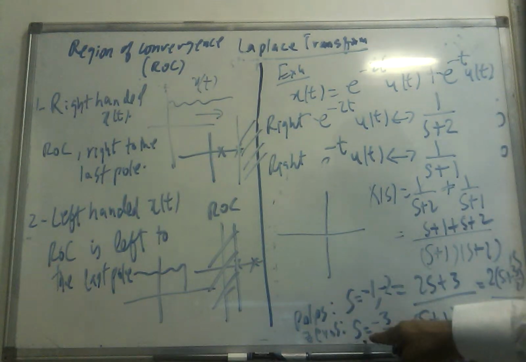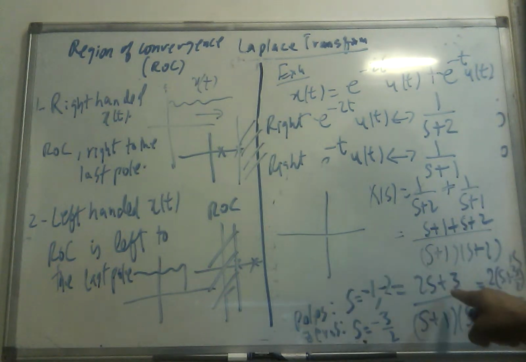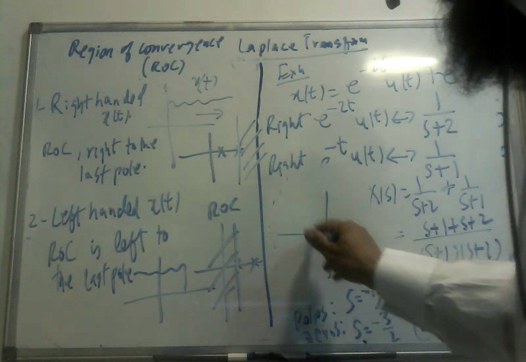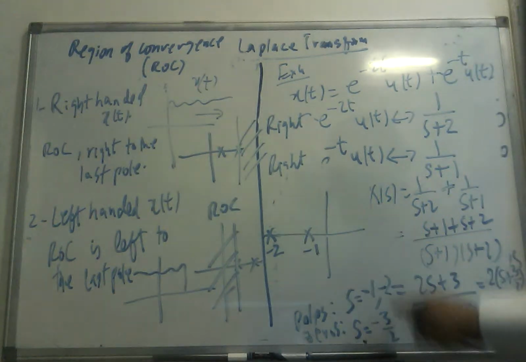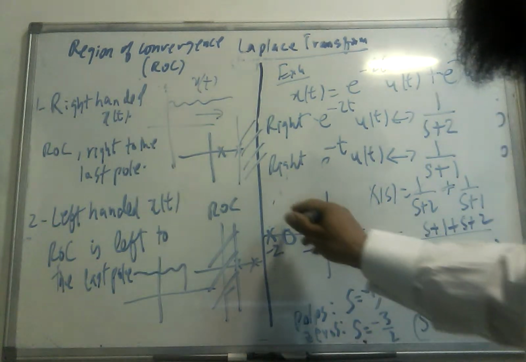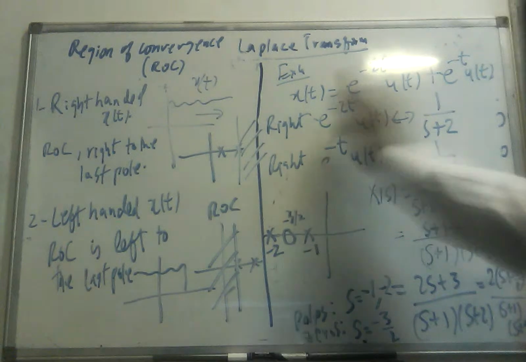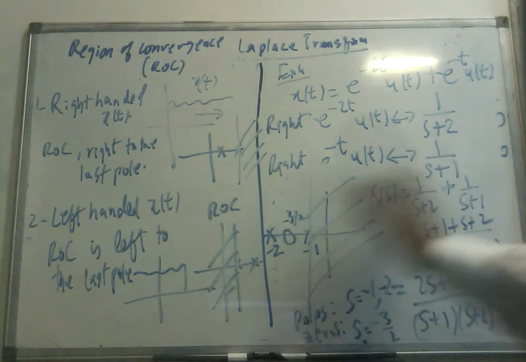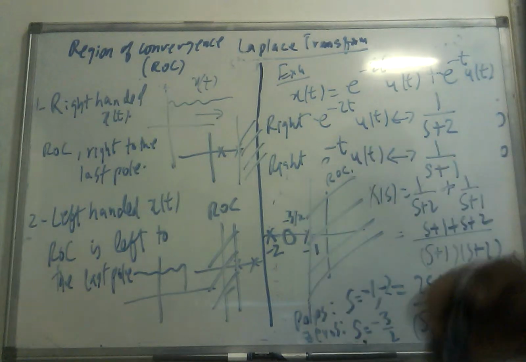Zeros are the numbers at which the function becomes 0. If I put minus 3 by 2, this will become 0, and the whole function will be 0. So I can draw these poles and zeros. I have one at minus 1, the second one at minus 2, and this one is in between. This is the zero, which is minus 3 by 2. Now what is the region of convergence? This is the function which opens towards the right. So my region of convergence will be right from the last pole. So this is my region of convergence. Okay.